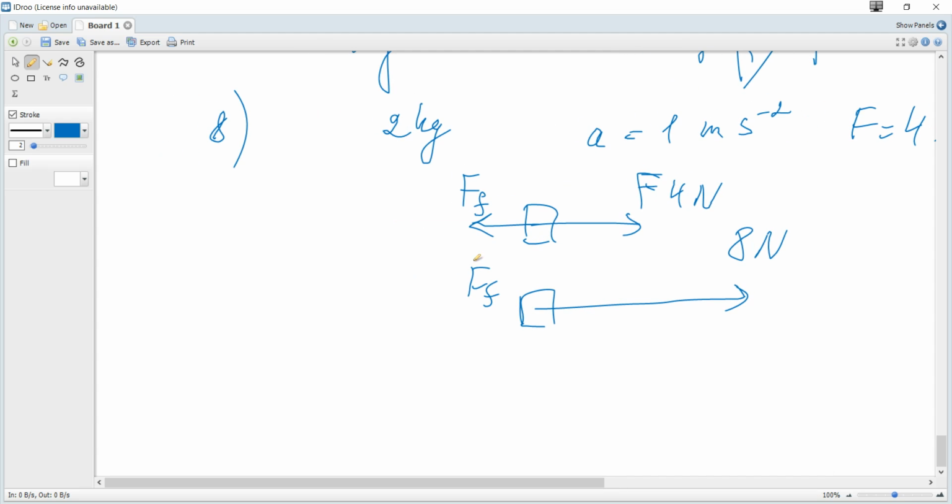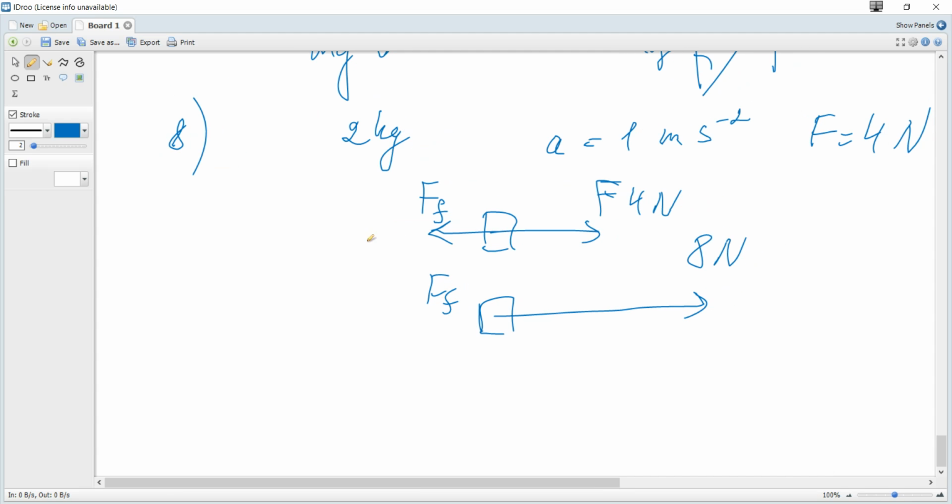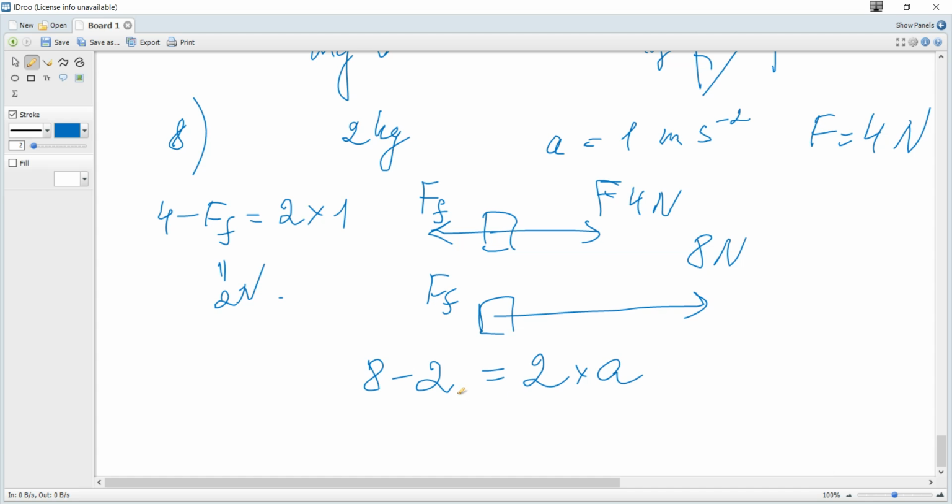Yes, so let's consider Newton's second law before. So net force is 4 minus F frictional and is ma. So it's 2 kilograms times 1, and we can find the frictional force directly. It's 2 newtons. And then it becomes 8 minus 2, it's mass times a. So it's 6 over 2, so a is 3 meters per second squared. And 3 is B, 8B. It's correct.